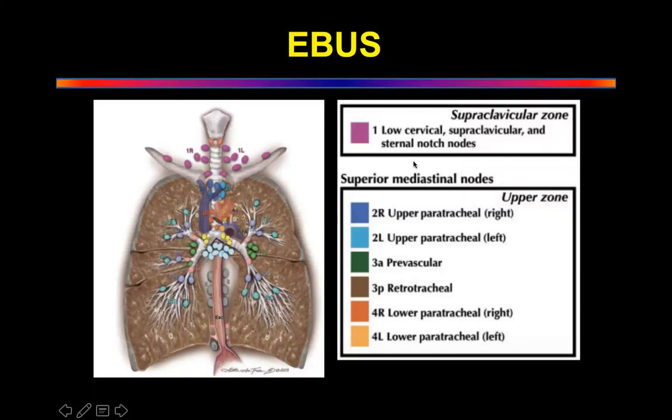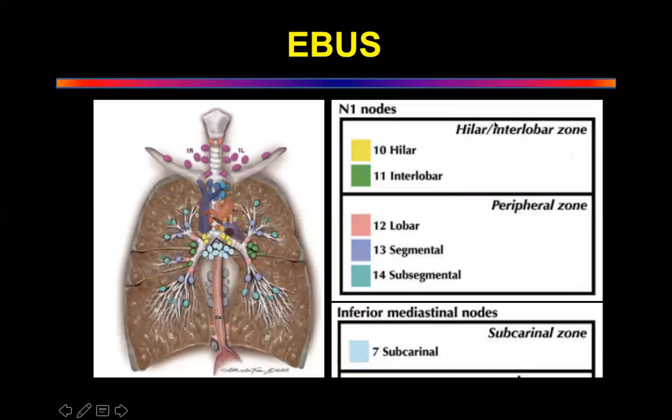So here it is. EBUS, 1 low cervical supraclavicular lymph nodes, 2R, 2L, 3A, 3P, retrotracheal, 4R, 4L. Okay, quite important that EBUS can get there. EBUS can also get at 10, 11, 12, 13, 14. Now better with EMN. So with EMN, you can actually look at all of these. And number 7. Okay, so this is quite important to understand.